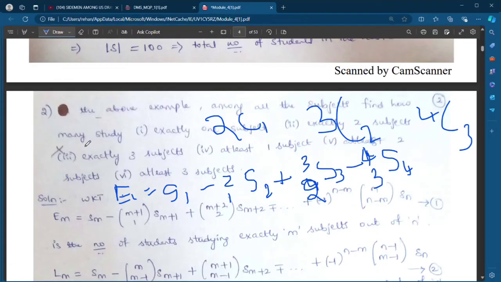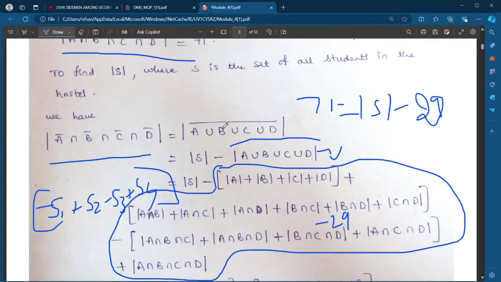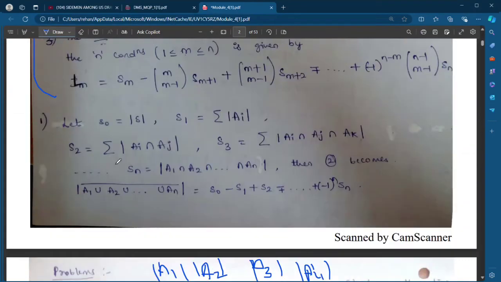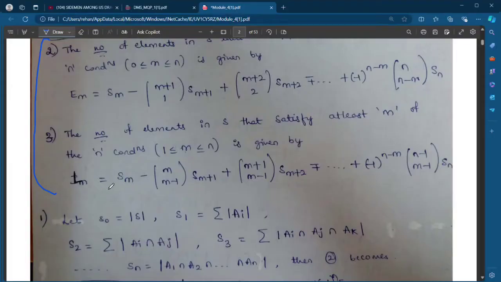So you can do the same for exactly one subject, exactly two subjects, exactly three subjects, then at least one subject. If I show you for at least one, you can understand the remaining. For at least one, what is happening? Here we will take L_m for that. Suppose at least one. So L1 is equal to S1 minus, M divided by M minus 1, so 1, 0, 1, 0. Then into S2 will come here.